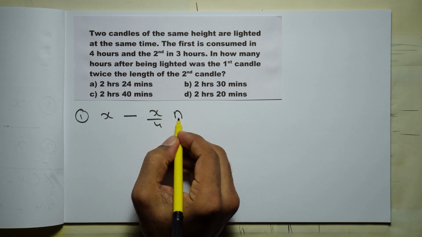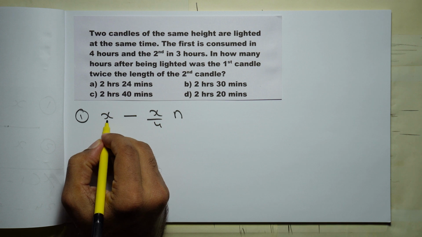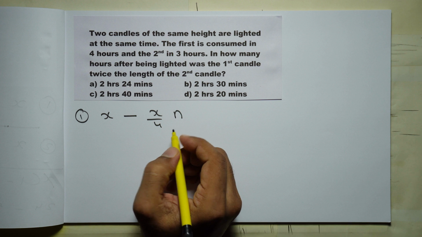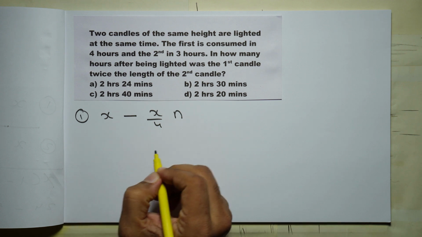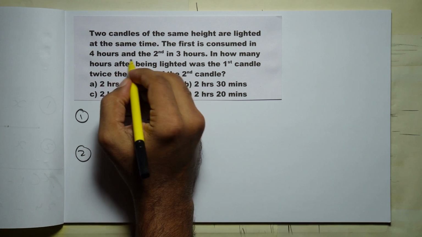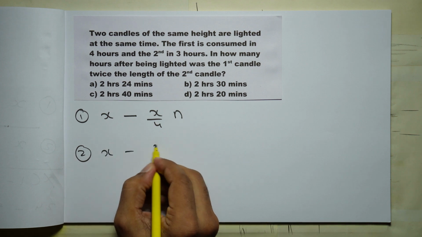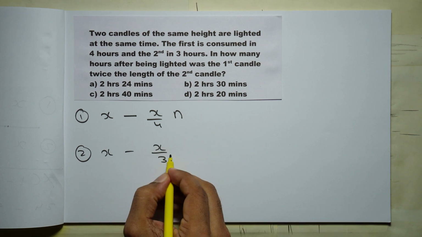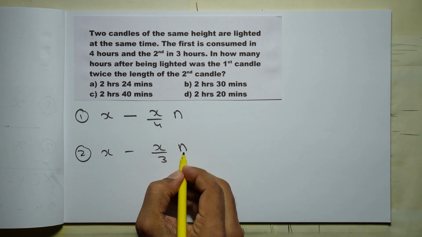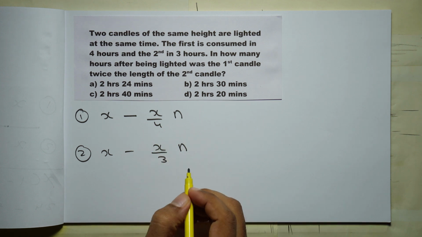So in n hours, the height of the candle can be given by this equation. That is, original height is x, every hour x/4 of the height is removed, like that for n hours. So this will be the height of the candle after n hours. Next we will form the equation for the second candle. And the second is consumed in 3 hours. Original height is x and every hour x/3 of the height is removed, like that for n hours. So this will be the height of the candle after n hours. Every hour 1/3 of the total height is removed, like that for n hours.